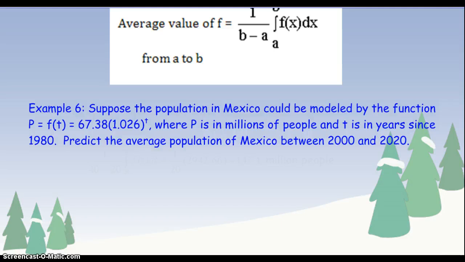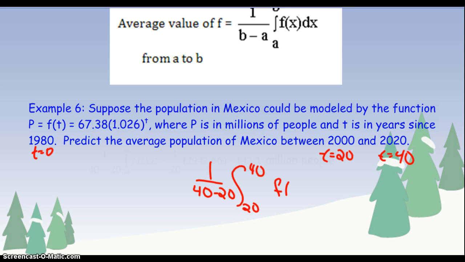So looking at example 6 right here, we have a function p. We're going to predict the average population between the year 2000 and the year 2020. Since we're working since 1980, that becomes t sub 0. 2000 becomes t equals 20, and 2020 becomes t equals 40. So when I write my integral, I'm going to say 1 over b minus a, 40 minus 20, times the integral from 20 to 40 of the function.